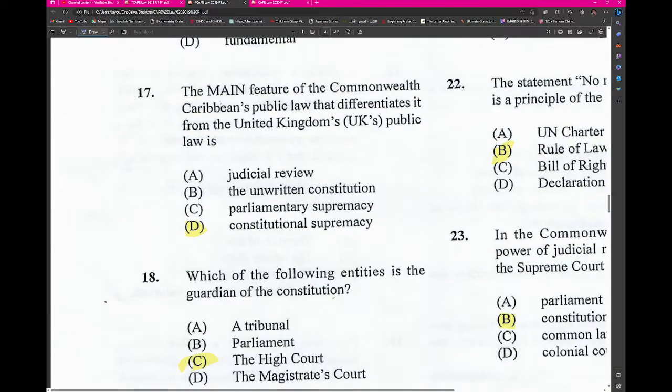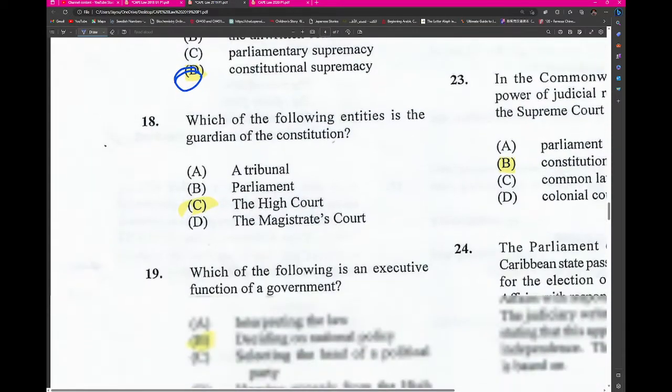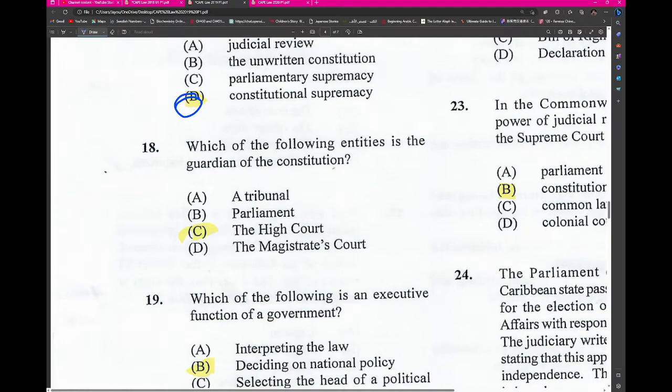Right, the main feature of Commonwealth Caribbean public law that differentiates it from the United Kingdom's public law is that we have constitutional supremacy. Which of the following entities is the guardian of the Constitution? It would be the High Court of the Supreme Court. Right, so that would be the best answer.